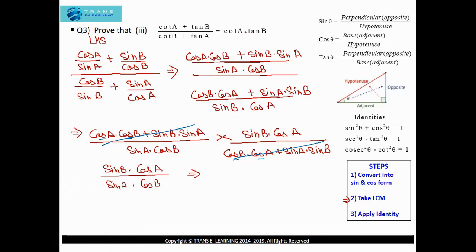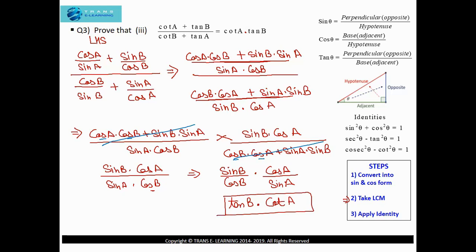I am rewriting it as sin B upon cos B into cos A upon sin A. And as we know that sin theta upon cos theta is tan theta, so we will get tan B here, and cos theta upon sin theta is cot theta, so we will get cot A here. So this is what we get on the left hand side, and this is what we have on the right hand side. So the left hand side is equal to right hand side, hence proved.